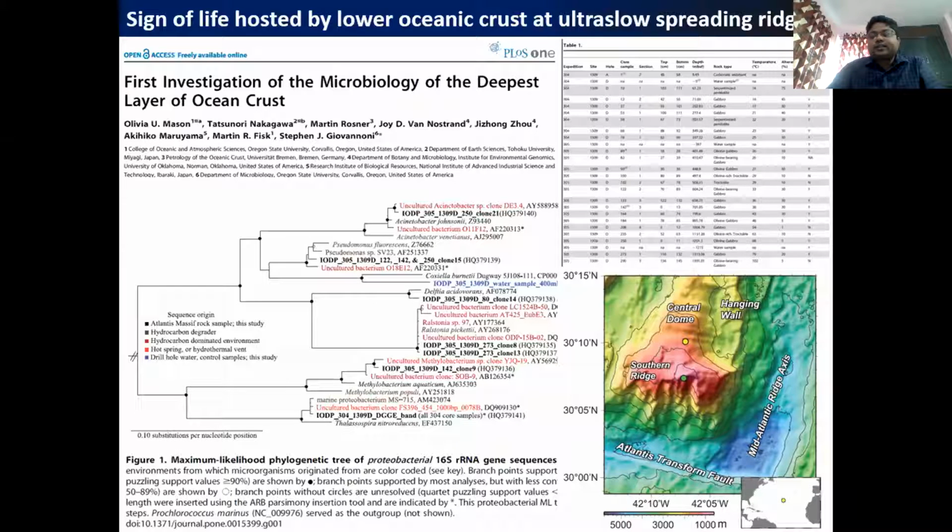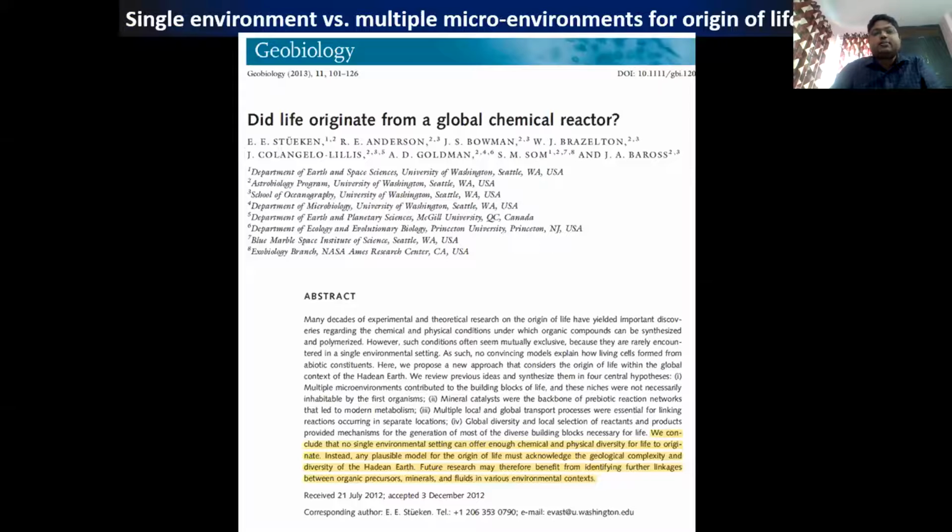And they found that almost 50% of the chemosynthetic bacteria living in this environment are hosted by olivine gabbro. So that means apart from your ultramafic peridotites, olivine gabbro can also act as an important agent for, if not the origin, at least the sustenance of life in the extreme geochemical environment.